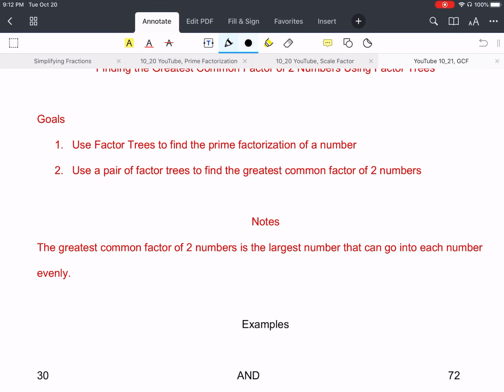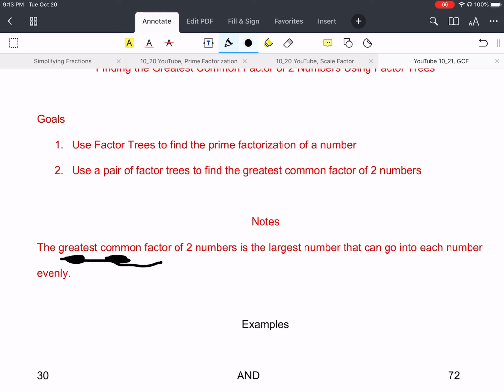Just this one sentence of notes today, and then we'll get to the examples. So the greatest common factor of two numbers is the largest number that can go into each number evenly. So remember that factors are numbers that go into a number evenly. So the greatest common factor will be the biggest factor that both numbers have.